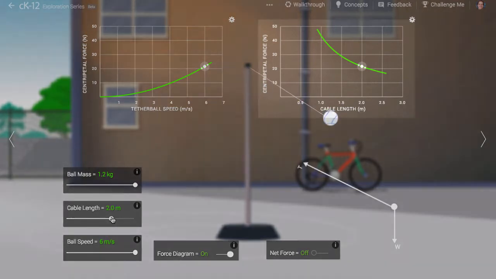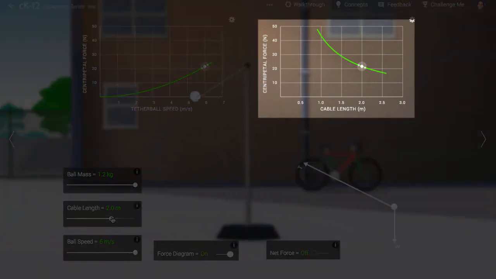If we look at the graph at top right, we notice that the centripetal force falls inversely with cable length. In fact, the radius of circular motion and the cable length are closely related, but they do not exactly equal one another. The ratio of the radius of motion to the length of the cable is actually equal to the sine of the angle the rope makes with the vertical.